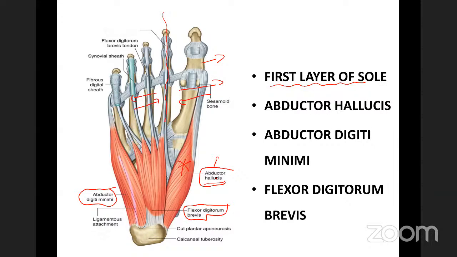So in the first layer, you have the abductor hallucis. Abductor digiti minimi is to the last toe. And then you have flexor digitorum brevis.